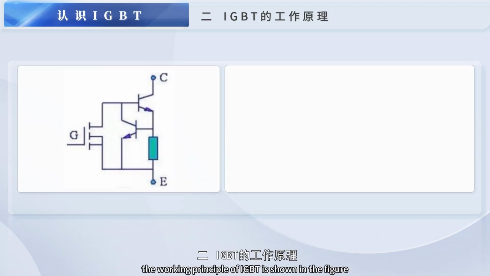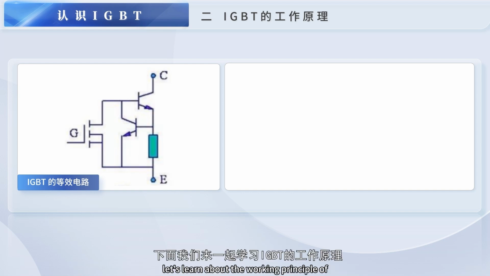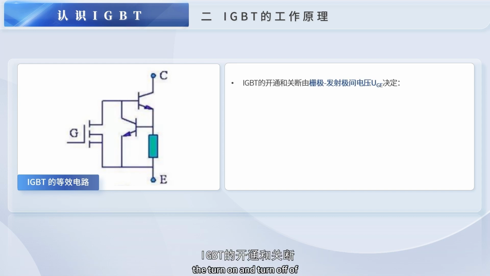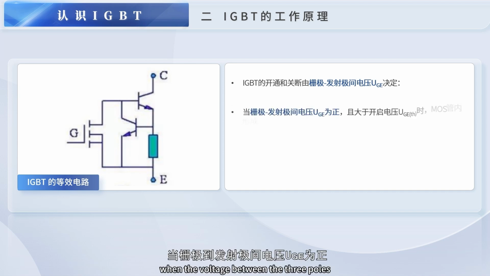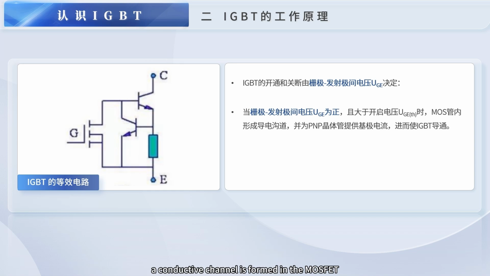Second, the working principle of IGBT is shown in the figure. What is shown in the figure is the equivalent circuit of IGBT. Let's learn about the working principle of IGBT together. The turn-on and turn-off of IGBT is determined by the voltage between the gate G and the emitter. When the voltage between the gate and the emitter is positive and greater than the turn-on voltage, a conductive channel is formed in the MOSFET and provides base current for the transistor, which turns on the IGBT.